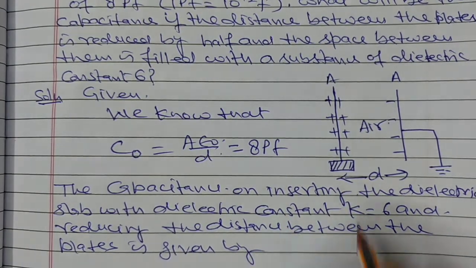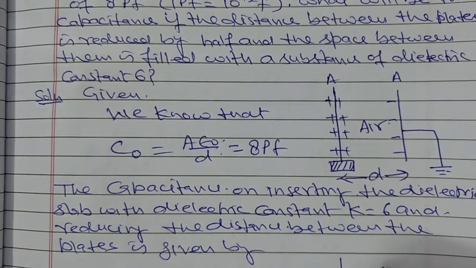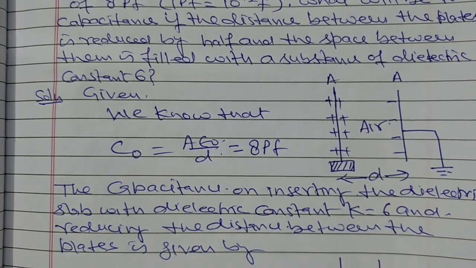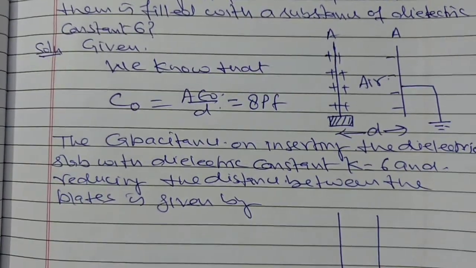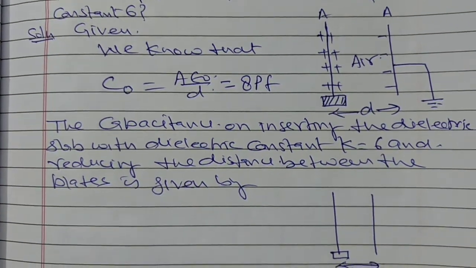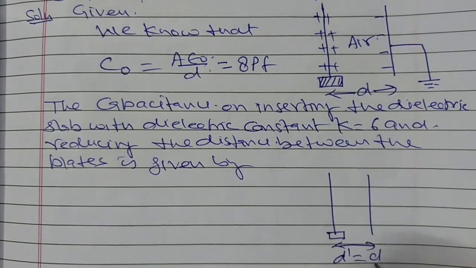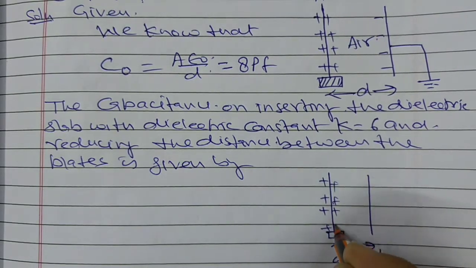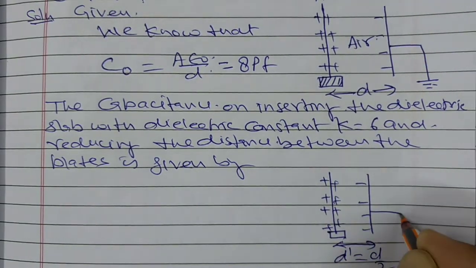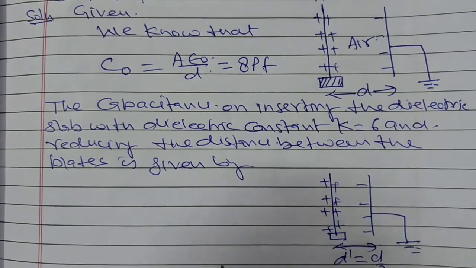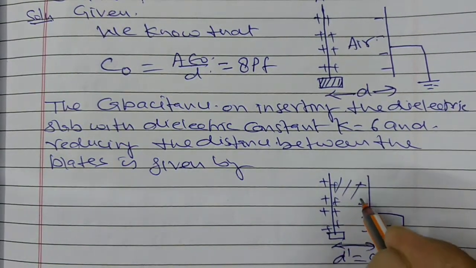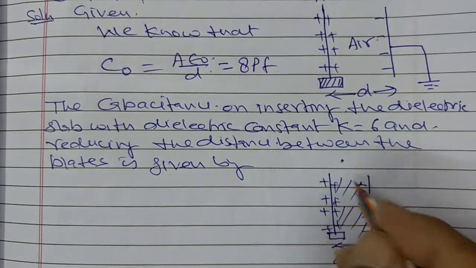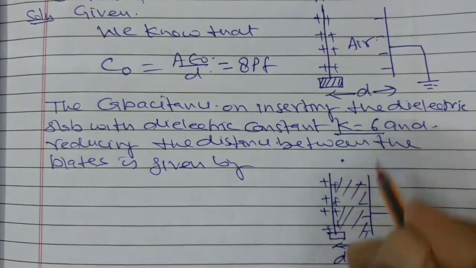The question says if the separation between these two plates is reduced to half, here this separation d dash, and this d dash is equal to d by 2. This again positively charged and this negatively charged plate, and the space between the plates, now between the two plates a dielectric substance, and the dielectric constant is K is equal to 6.